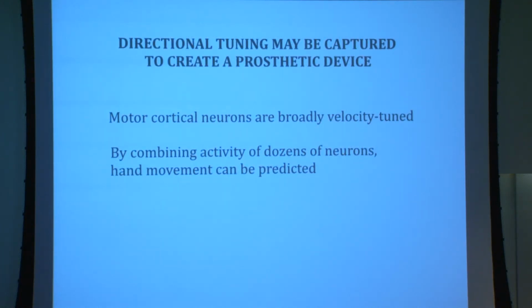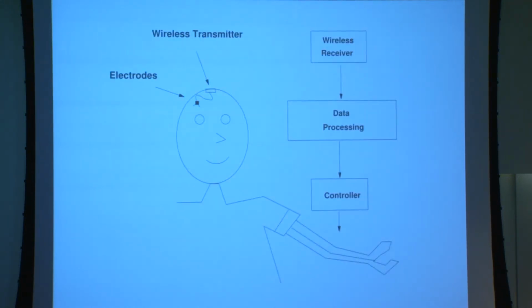Soon after, they realized that you ought to be able to create a prosthetic device. You can combine the activity of dozens of neurons and then predict the movement that someone would like to do and actually have a robotic device. Here, the signal's coming out of the brain, and there's a controller somehow, and you can move a robot.